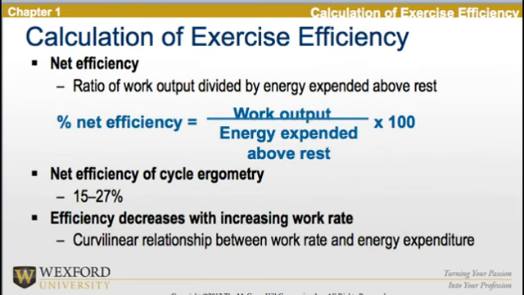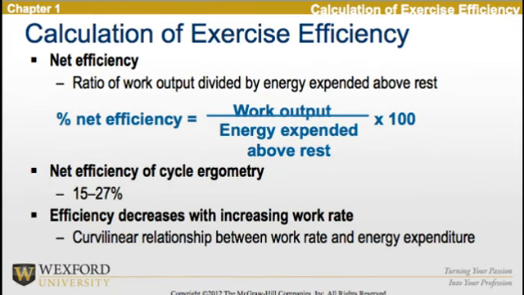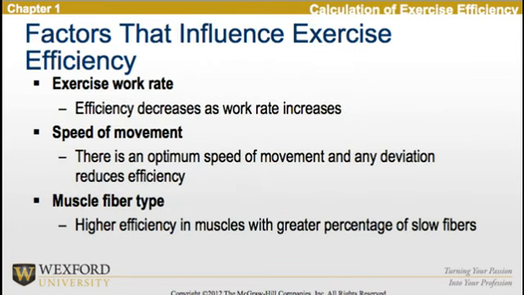As we move forward, we're going to look at the calculation of exercise efficiency. The net efficiency is going to be the ratio of work output divided by the energy expended above rest. The net efficiency of cycle ergometry is about 15 to 27%. Efficiency decreases with increasing work rate. So what that means is we're going to have a curvilinear relationship between the work rate and the energy expenditure.